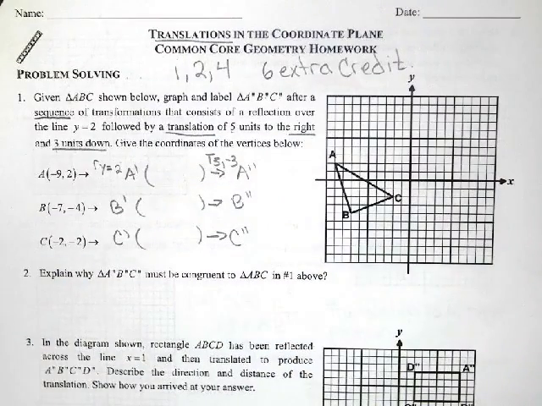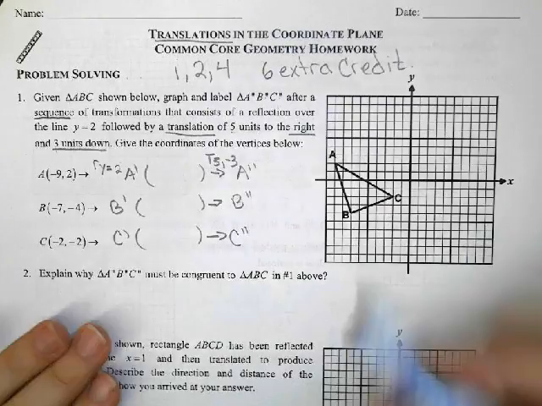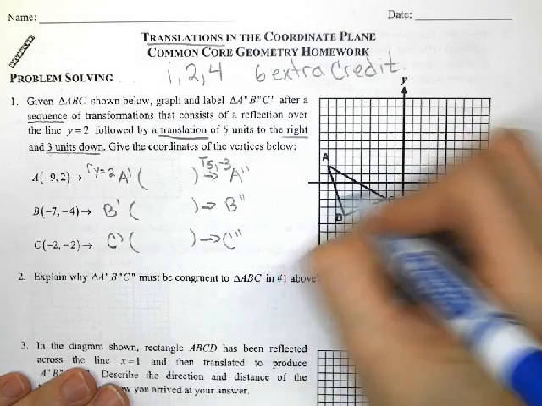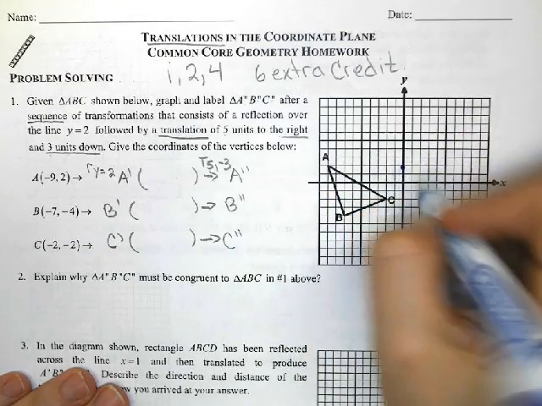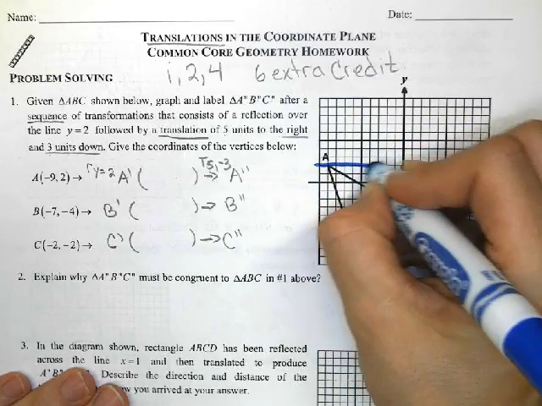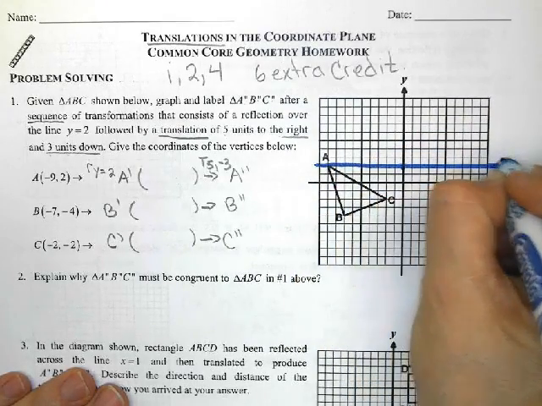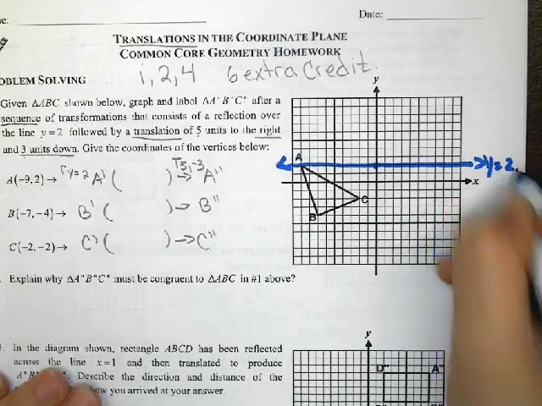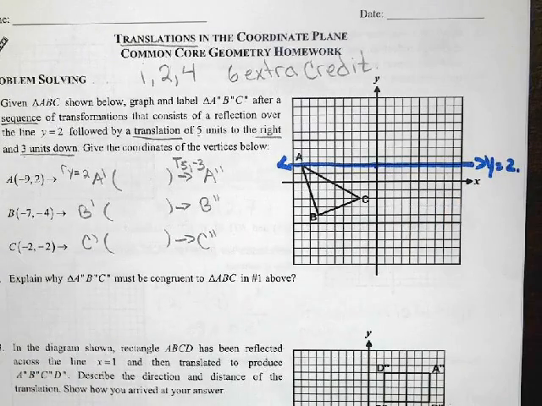Okay, so let's first look at this image. We need to reflect it over y equals 2. So the first thing that we actually have to do is get that line y equals 2. Okay, so I'm going to move up to where the y is positive 2. There it is. And I'm going to draw a line right straight through it. There's the line of y equals 2. Okay, so the reflection from here should be pretty simple.